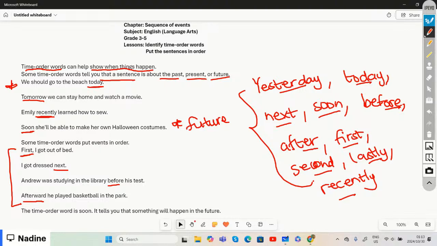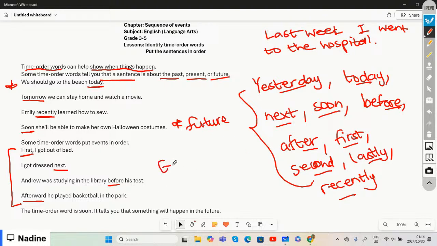So instead of saying I went to the hospital in the past, you can maybe say last week I went to the hospital, or yesterday I went to the hospital. Or you can even use words like earlier I went to the hospital, or this morning I went to the hospital. That tells us that it is in the past. Words like earlier, this morning, last week, those words show us that it is in the past.